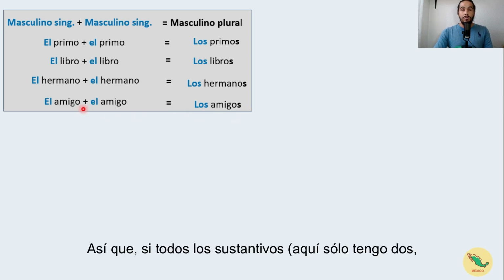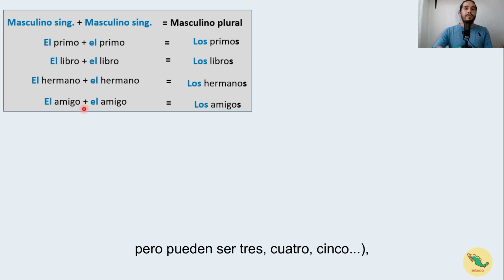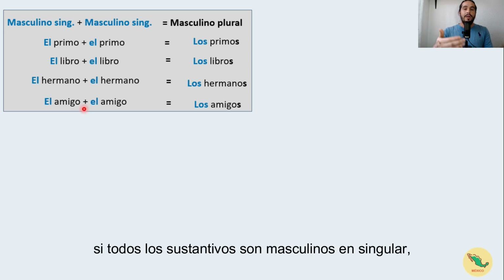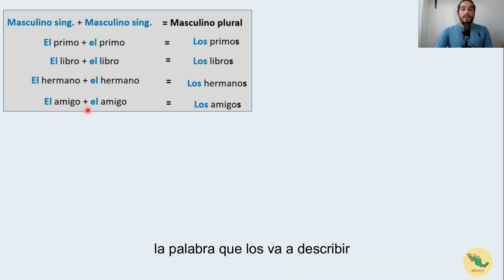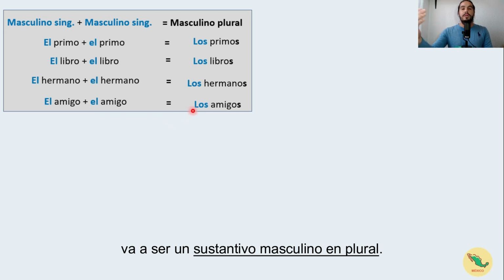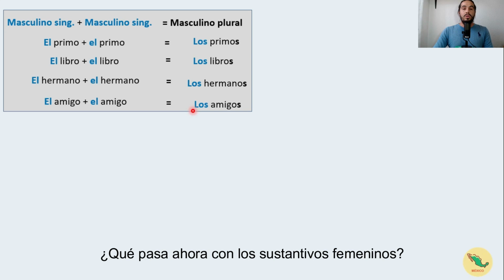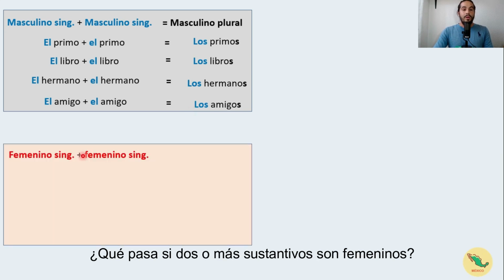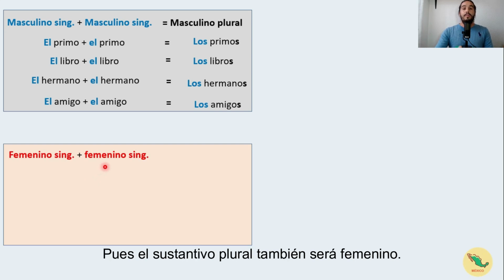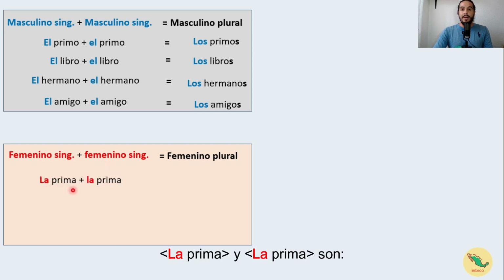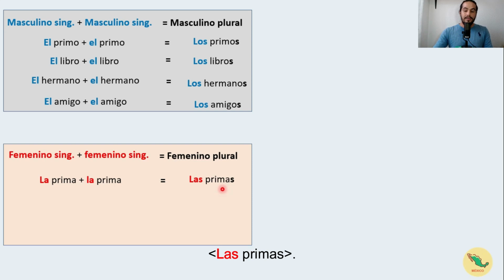So if all the nouns, here I only have two, but it can be 3, 4, 5, if all the nouns are singular masculine nouns, the word that is going to describe them is going to be a plural masculine noun. Now, what happens with the feminine nouns? What happens if 2 or more nouns are feminine? Well, the plural noun will also be feminine. For example, you have la prima and la prima. You get las primas.